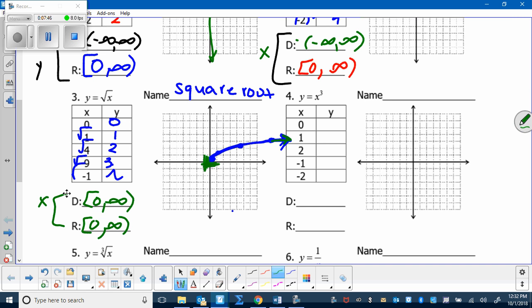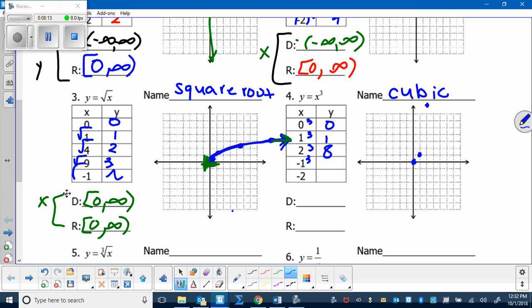Moving on to the next one, x to the third power. You should know that one's name is cubic. So 0 to the third is still 0. So guys, again, (0, 0) is a point on all of my parent functions. Then 1 to the third is 1. (1, 1) is a point on all of my parent functions. 2 to the third is 8. Be careful, don't say 6. So (2, 8).